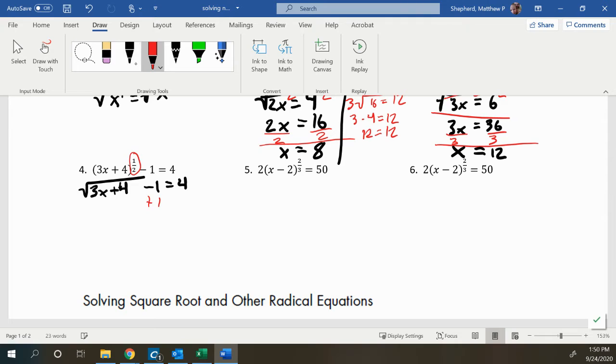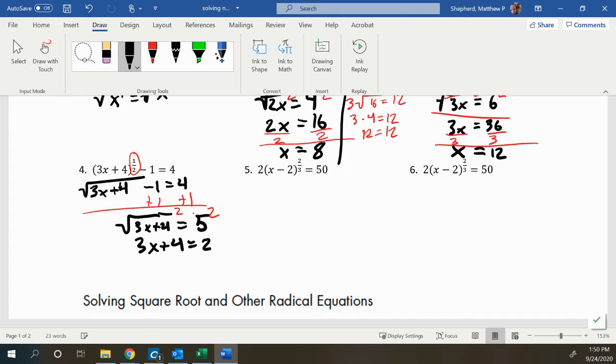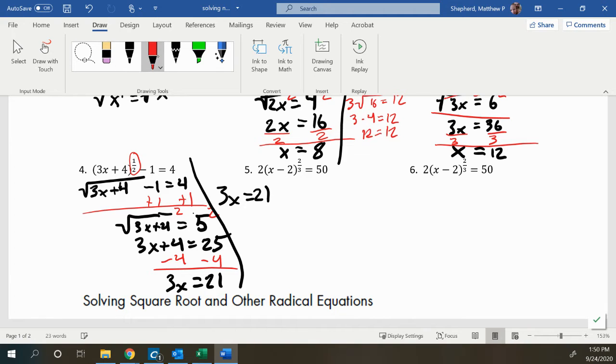All right, so let's get that radical alone. Add a 1 to both sides. We got square root 3x plus 4 is equal to 5. Now we're ready to square both sides. So 3x plus 4 is equal to 25, minus the 4. So 3x is equal to 21. At that point, we've got our 3x is equal to 21. We would divide both sides by 3, and we get x is equal to 7. Okay?